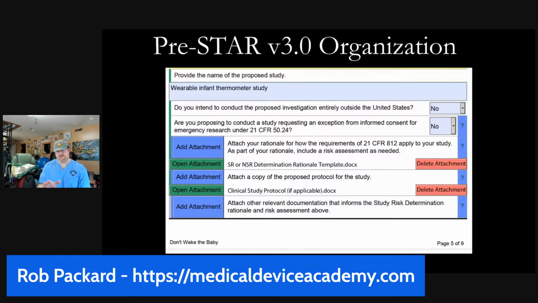And then the second thing is your protocol. That could be very much longer. That could easily be 30, 40, 50, 70 pages. And you're going to have all kinds of attachments that might be embedded into the PDF, or might be separate PDFs, so there could be multiple documents attached there. You're allowed to do that in these pre-starts. But you need the clinical study protocol, and you need your rationale for why it's non-significant risk.